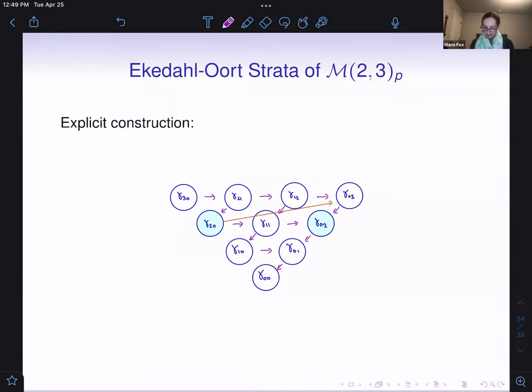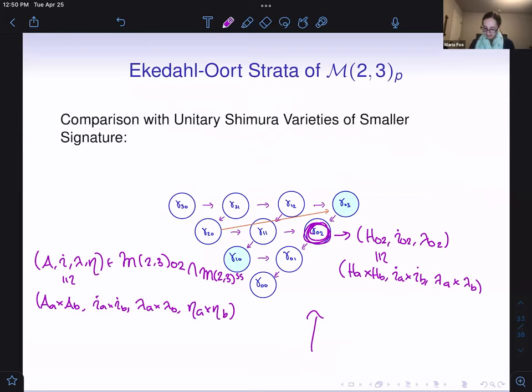And then for the final two strata, oh, these pictures are just flipped. Sorry about that. So imagine these two pictures are flipped.